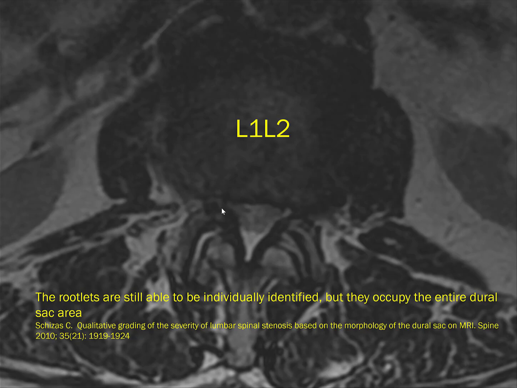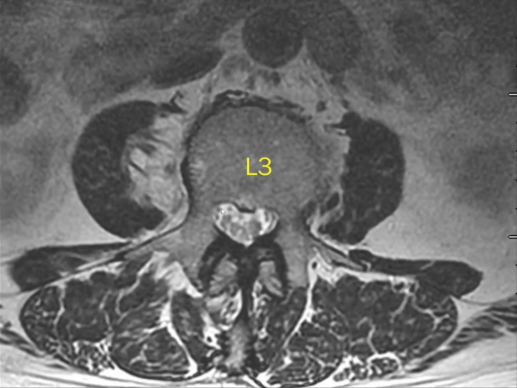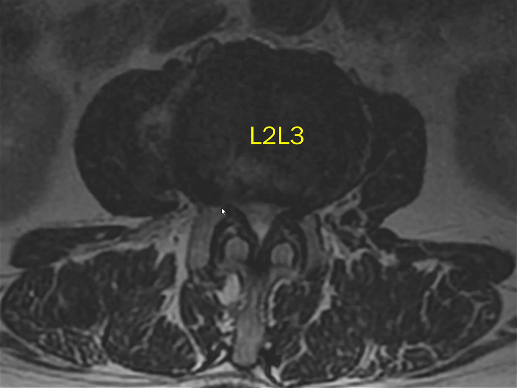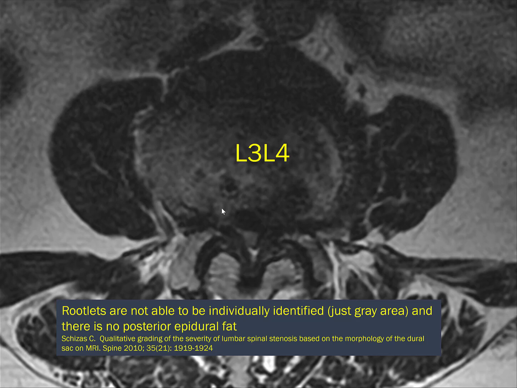So if you go back to this article, this falls, I think, under the rootlets are still able to be individually identified, but they occupy almost the entire dural sac area, like very little CSF. So here's L3, it opens back up at the level of the pedicle. L2, L3, pretty similar, right? Not to beat a dead horse. 3, 4, I thought 3, 4 was worse, right?